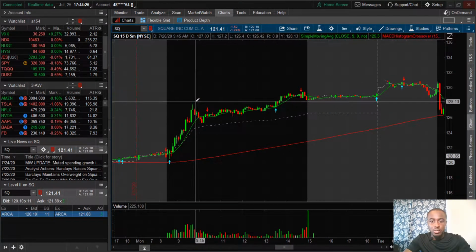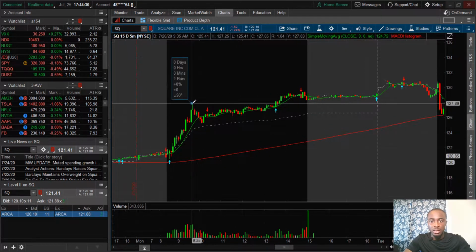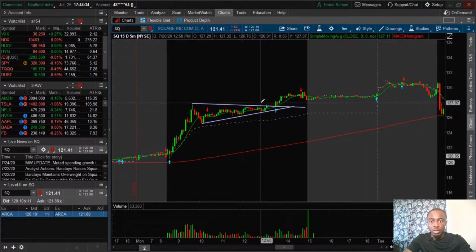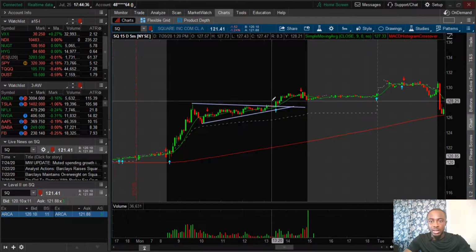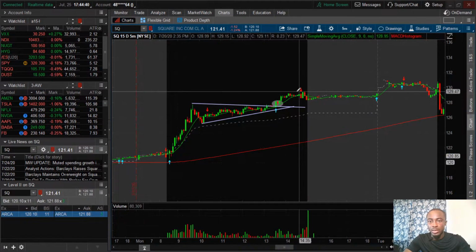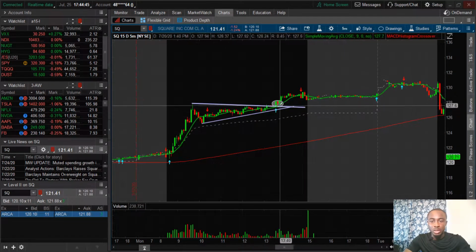If you've been subscribing to our channel, you will know that there is a clean bullish pennant right in here, and the appropriate entry to get in on this pennant is right there, just anywhere in here, to sell either here or to sell at the open. My entry was a little bit different.